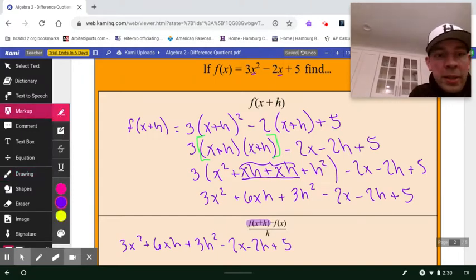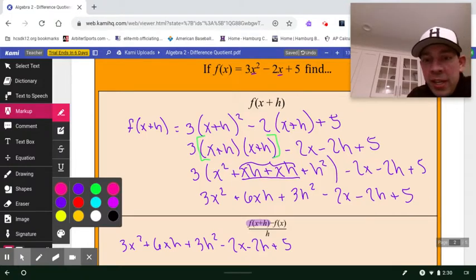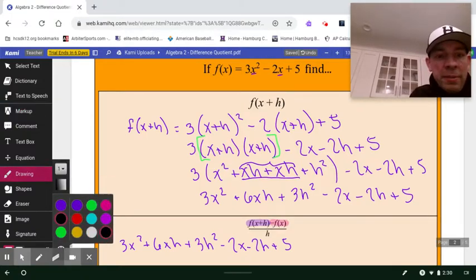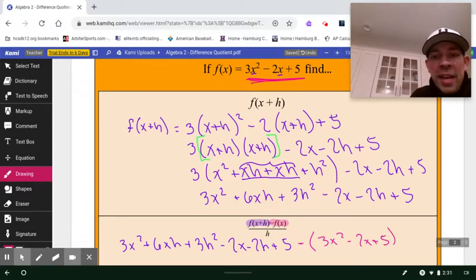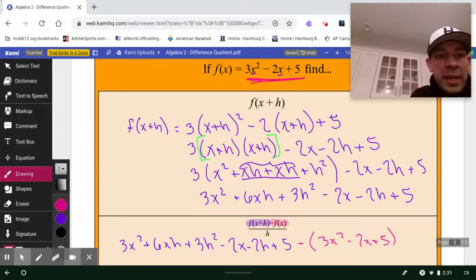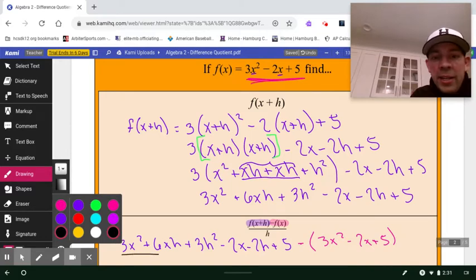All right, now we're going to switch colors here. Now we have to subtract f of x. What do you mean subtract f of x? Okay, so we've got minus, and then in parentheses, f of x was that original function up here, the 3x squared minus 2x plus 5. Okay, and then that entire thing has got to be divided by h. So let's put this whole thing over h.